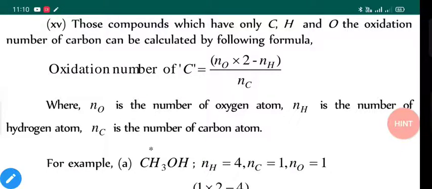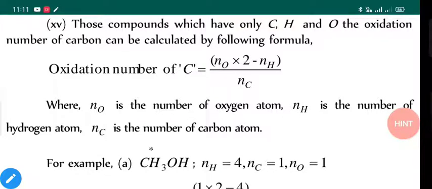Hello students. So today we are going to discuss how we can find the oxidation number of carbon when we have a compound having carbon, hydrogen and oxygen atoms only. So these are very important categories of compounds because carbon, hydrogen and oxygen make a variety of different types of compounds. So we have a ready-made equation here.